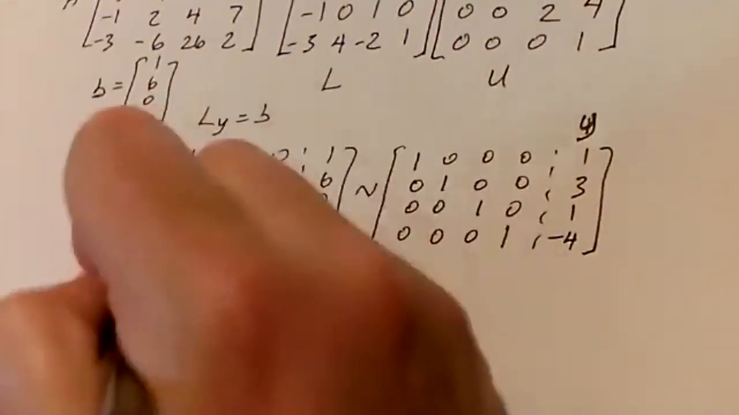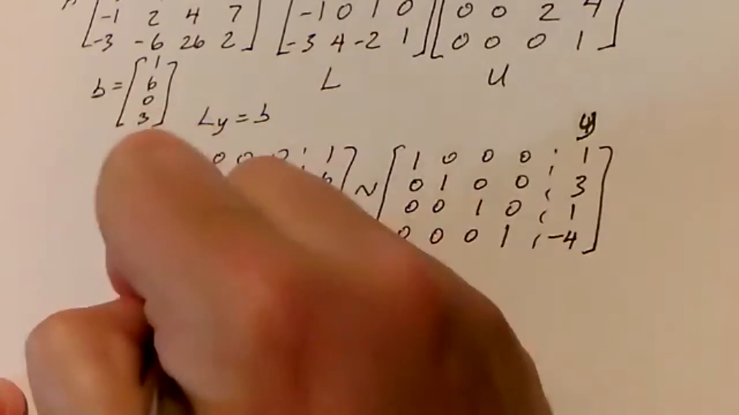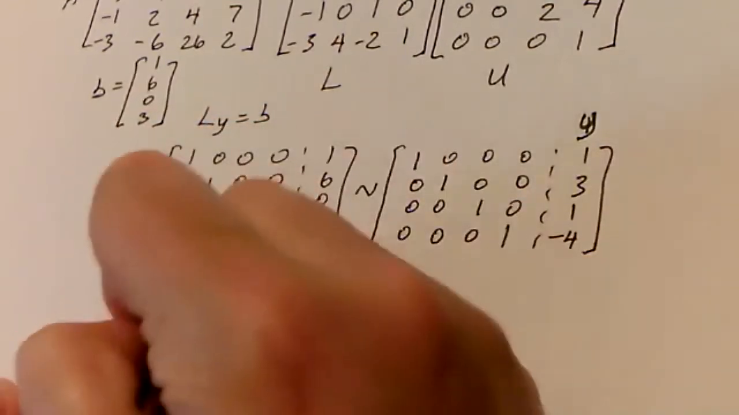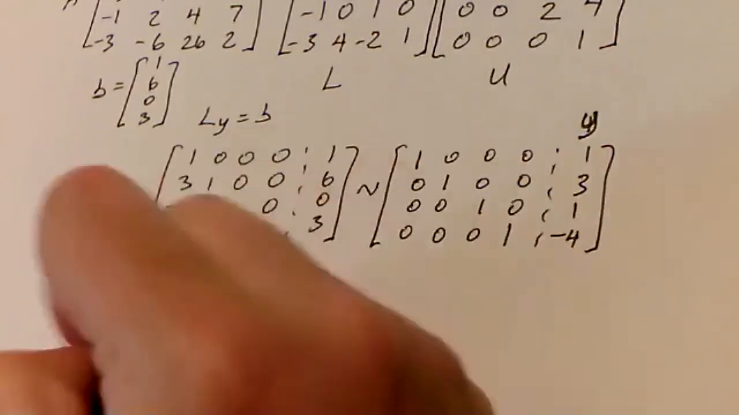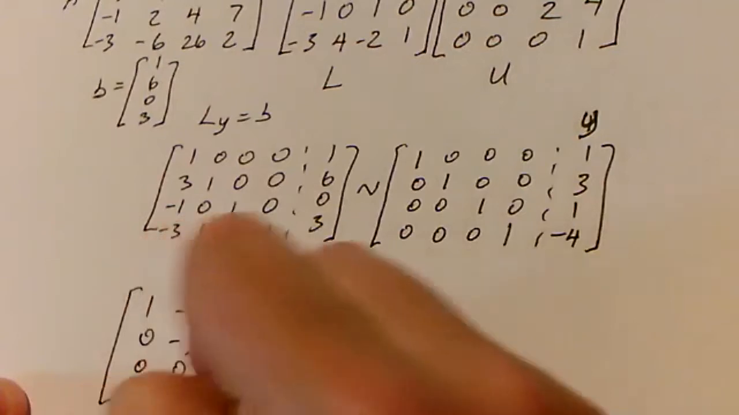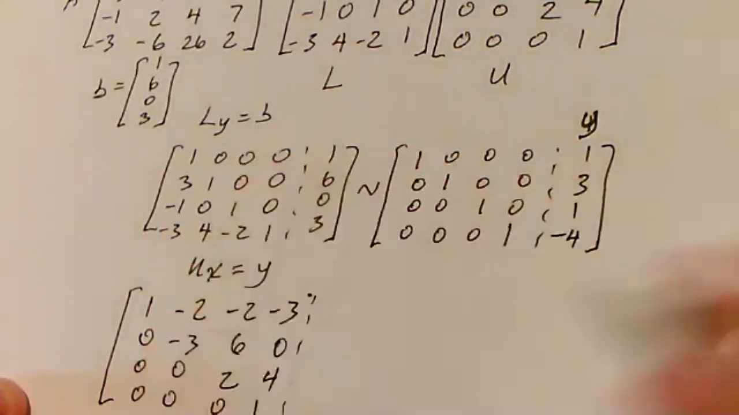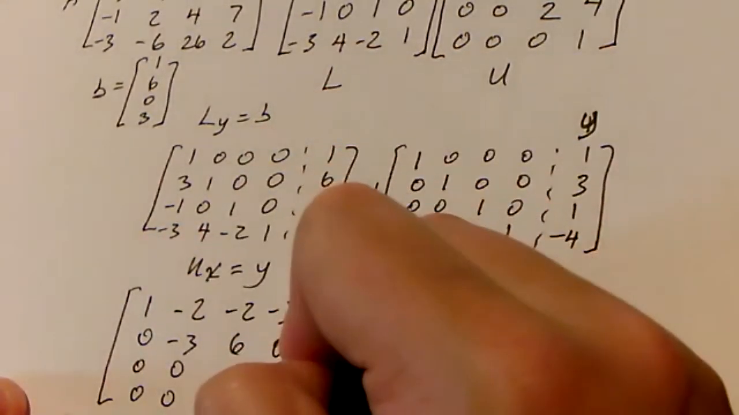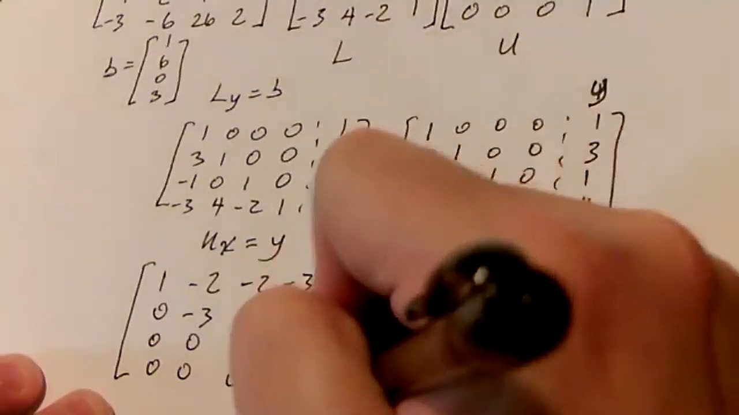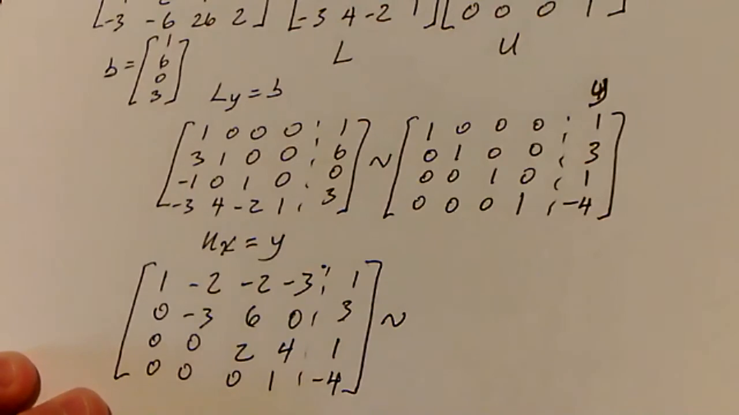Okay, so then when I go to do Ux equals y, I'm going to take my matrix U: 1, negative 2, negative 2, negative 3, 0, negative 3, 6, 0, 0, 0, 2, 4, 0, 0, 0, 1. Augment that with 1, 3, 1, negative 4, the vector I just found for y. We're going to row reduce that.